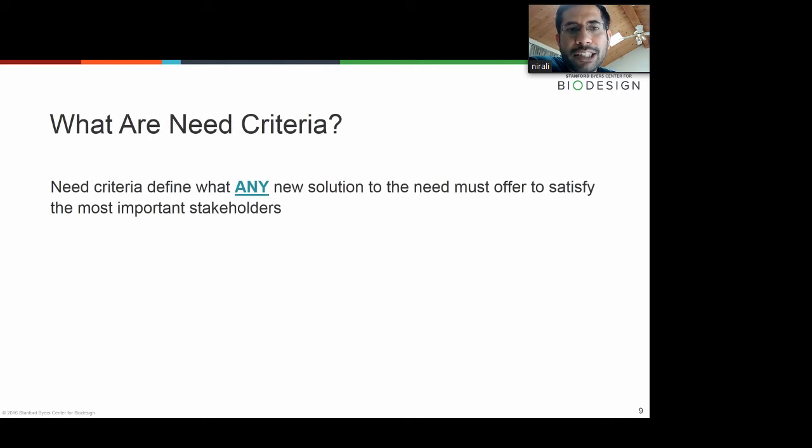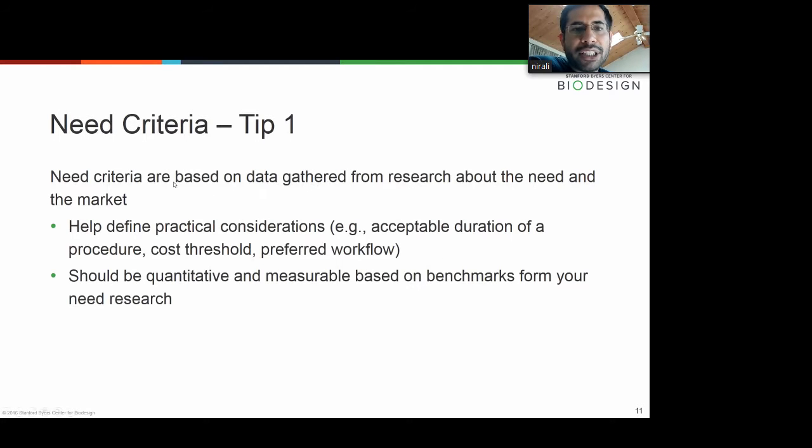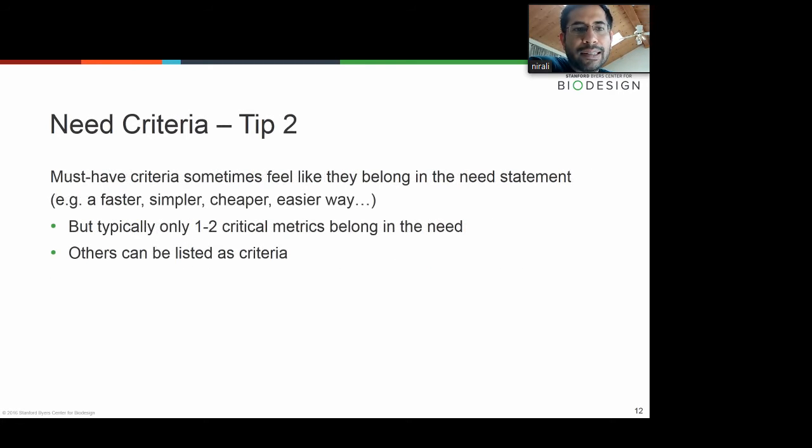So what are need criteria? Need criteria define what any new solution to the need must offer to satisfy the most important stakeholders. We talked about must-haves and nice-to-haves. So the need criteria are based on data gathered from research about the need in the market, and they help define practical considerations, for example, the acceptable duration of a procedure, how much the procedure should cost, and the preferred workflow. It should be quantitative and measurable, based on benchmarks from your own need research.